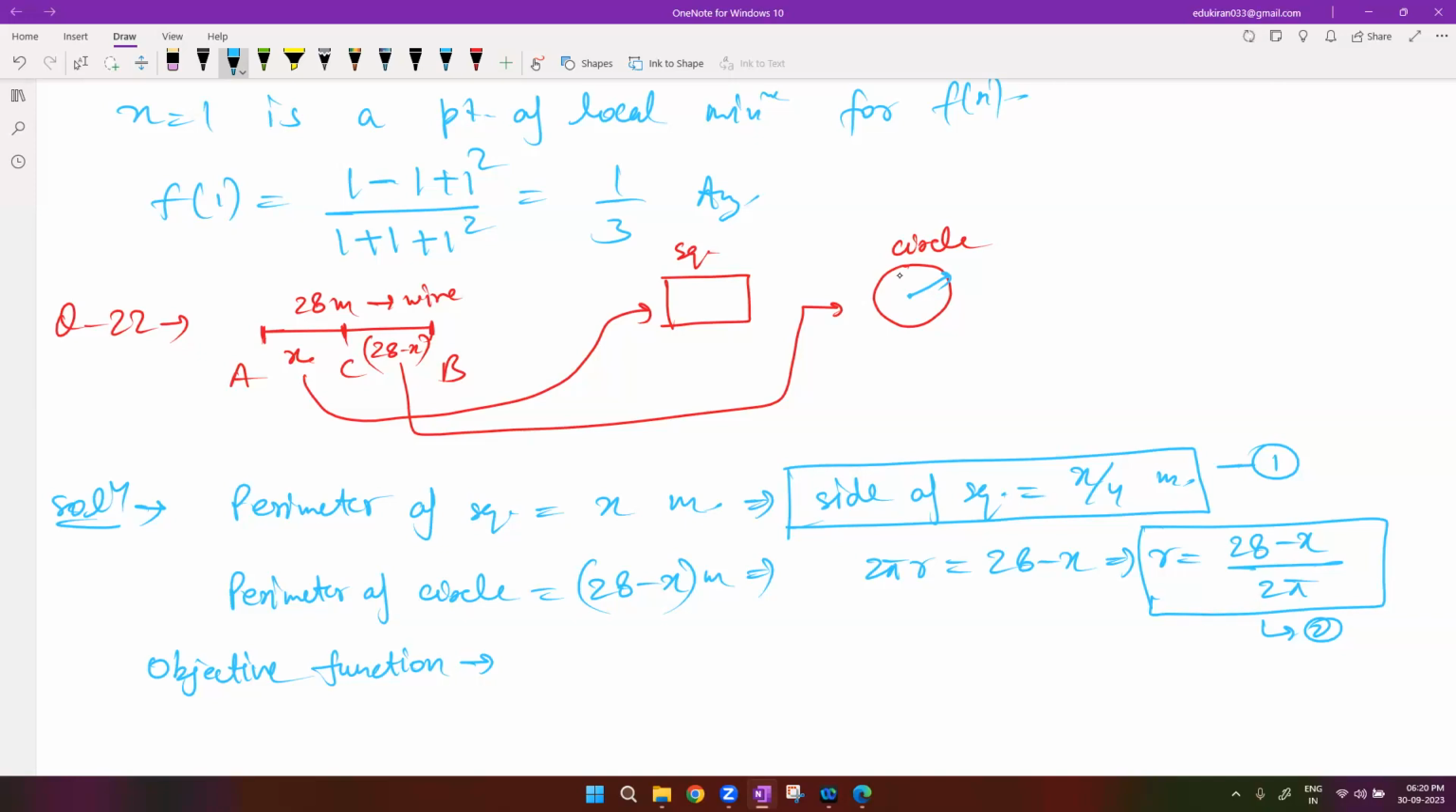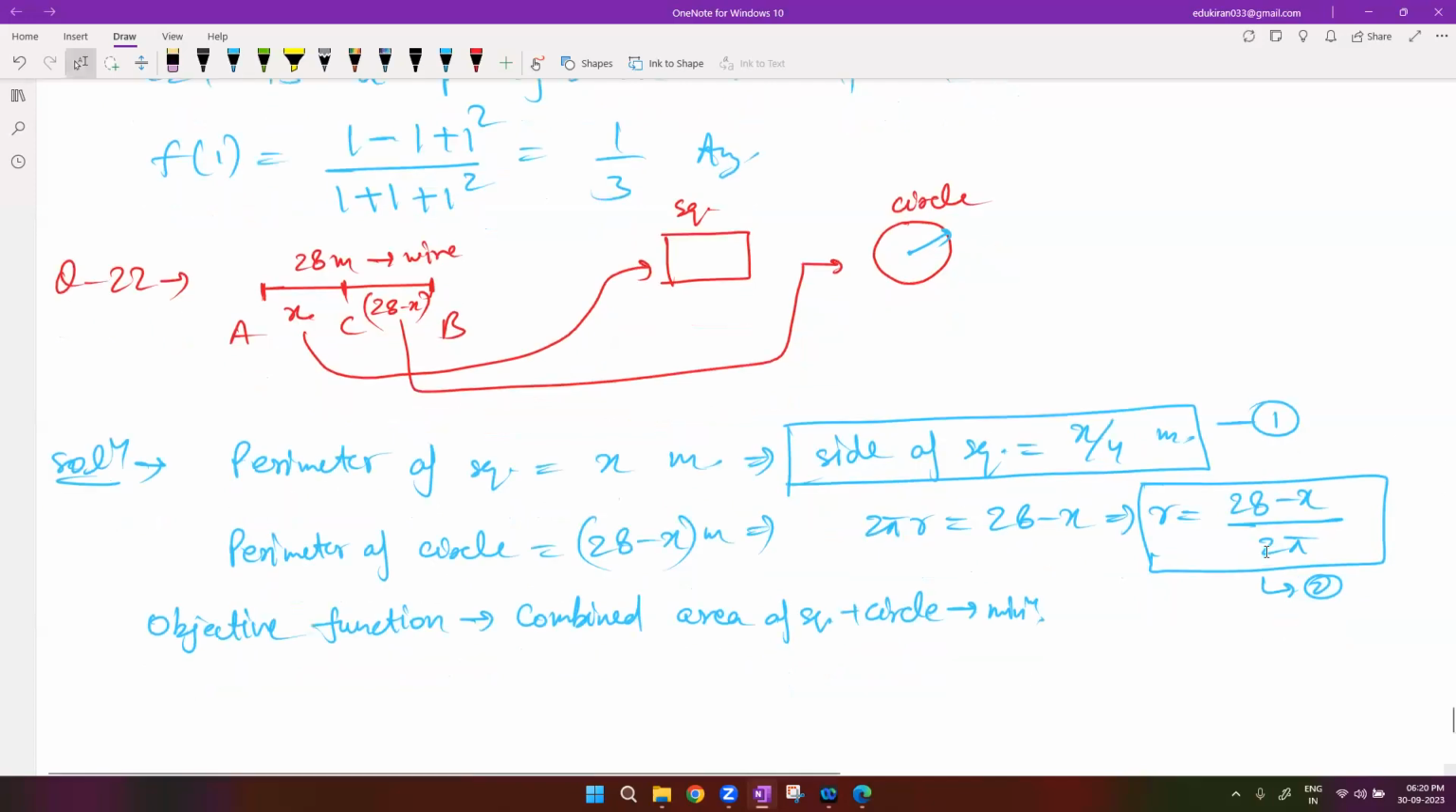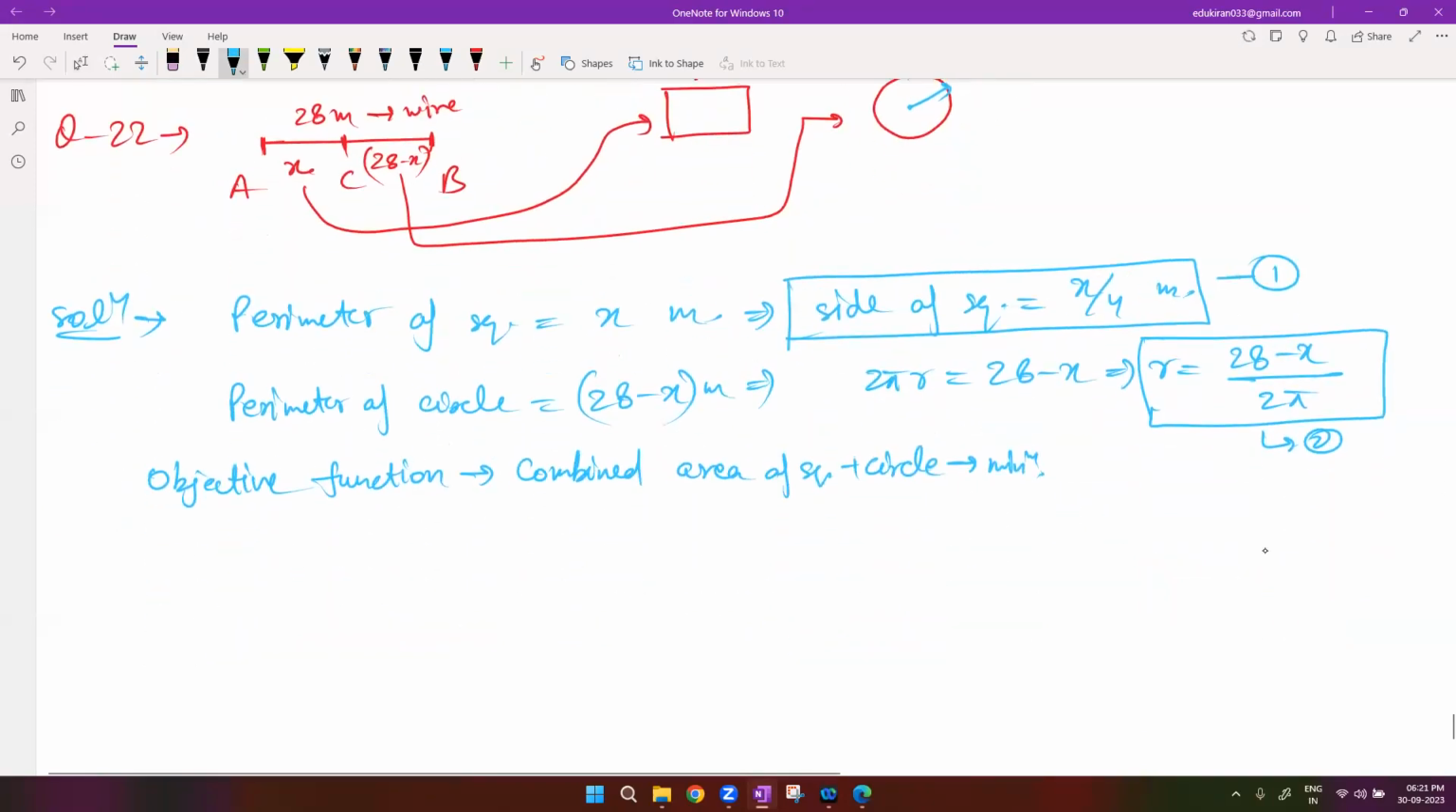Okay, combined area. What do we want to do? Combined area of square plus circle should be minimum. This is our objective function. So first of all, find out the area of the square. Can you tell me, anyone? Please open your mic. Don't write on the chat. Just open your mic and answer me quickly. What should be the area of the square?